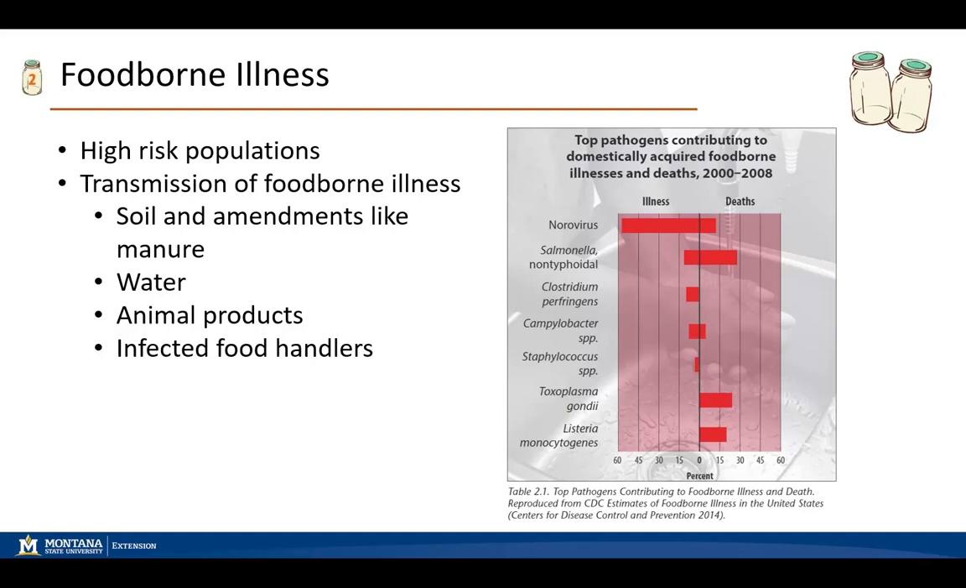Pathogens can be transferred in a variety of ways. Most bacteria pathogens prefer to live in the intestines of animals and humans. A common vehicle of transmission includes soil, water, animal products during processing, and infected food handlers who practice poor personal hygiene, such as not washing their hands. When food is contaminated with pathogens, the food will look, smell, and taste normal, but it can make someone extremely ill.